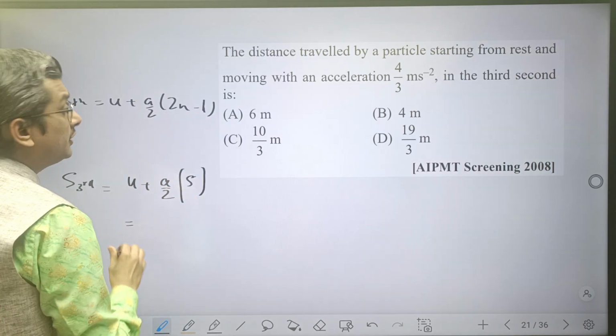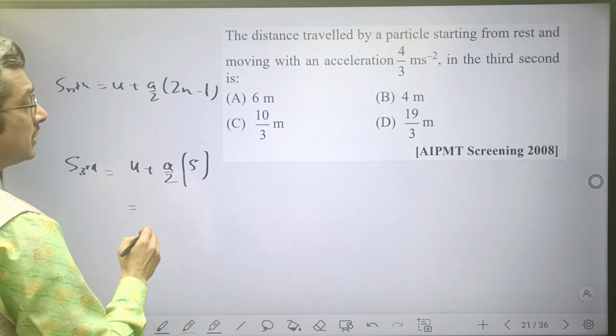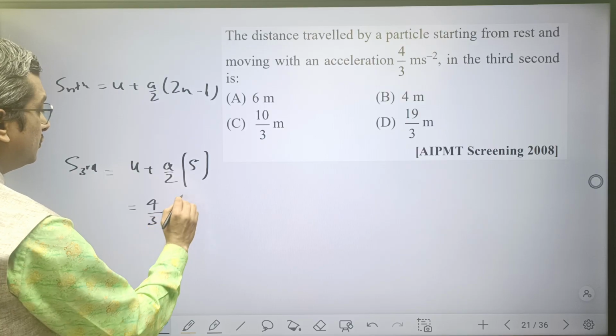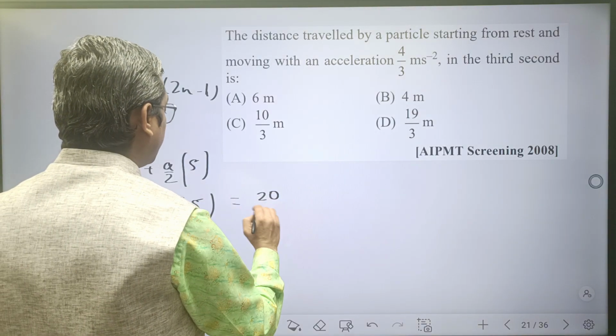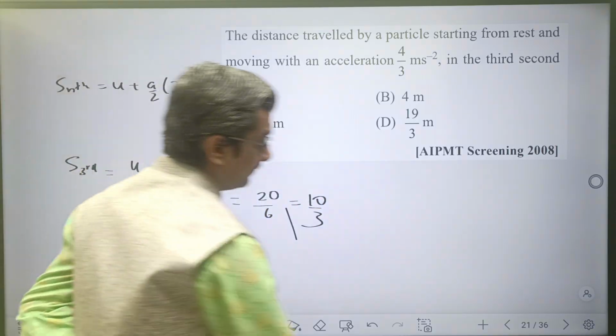So here the particle is starting from rest, so u is 0, moving with acceleration 4 by 3, and here it is 2, and here it is 5. So this will be 20 by 6, that is 10 by 3, option C.